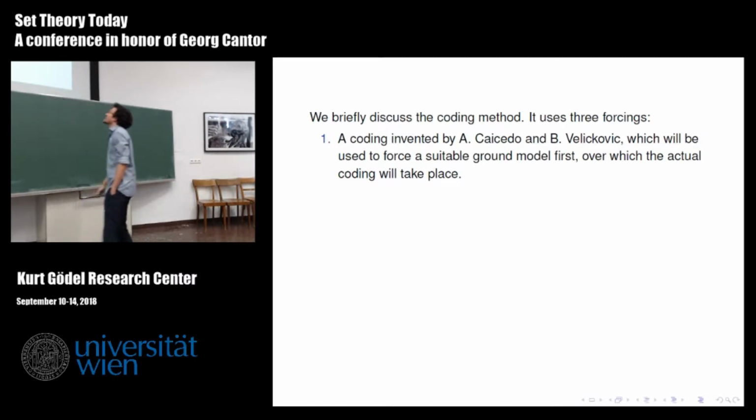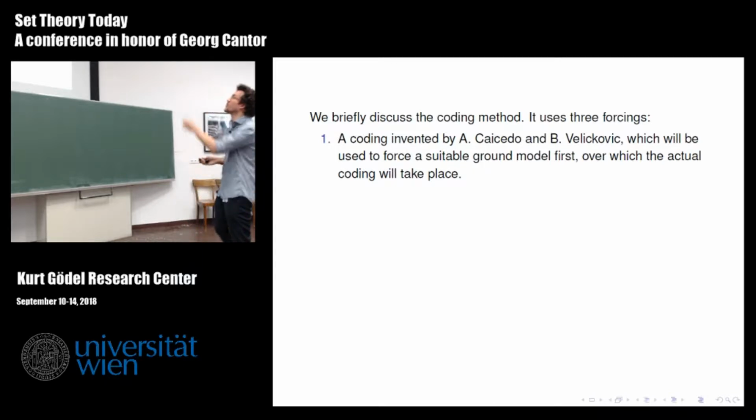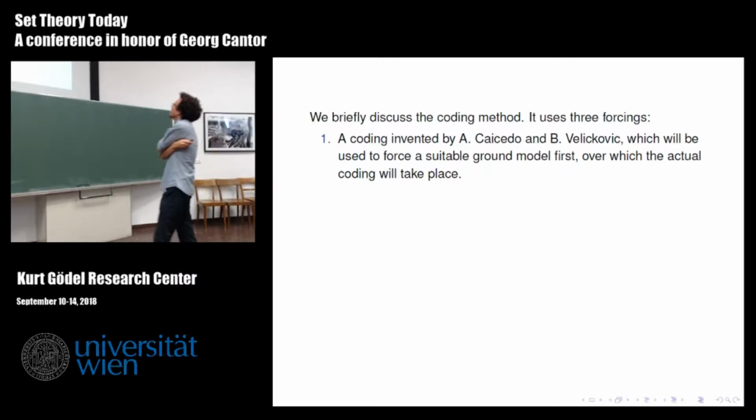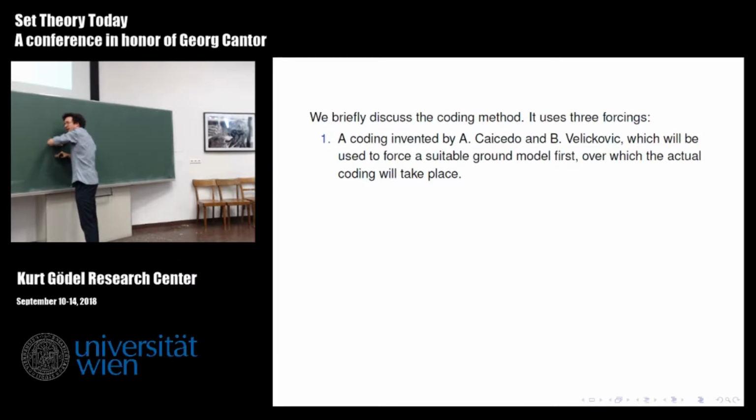Now for the rest of the talk, I want to sketch at least how one obtains the result. The coding method itself uses 3 different coding methods. It's a combination of 3 different things. The most important thing is this coding method invented by Anders Kaseda and Boban Veličković. And this coding method, in fact, will be used to force a suitable ground model. This is the thing I mentioned in the beginning, right? So we will use this coding to actually start with an arbitrary model and produce a very, very robust H omega-2, which is robust under CCC extensions and nicely definable.